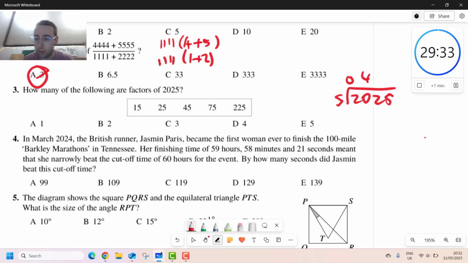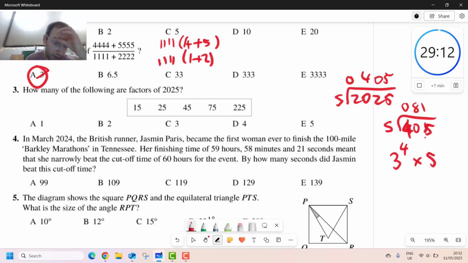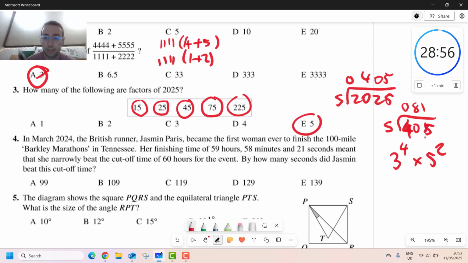405. Okay, so I should have just divided by all of these. Well, 405 divides by 5. I think that's 81. So we've got 3 to the power of 4 times 5 squared. So I can make this. I can't make this. Oh no, that I can. That's 3 times 5, that's 5 times 5. 225 is 15 times 15, isn't it? Yeah, so all of them. 5. Should have known that.